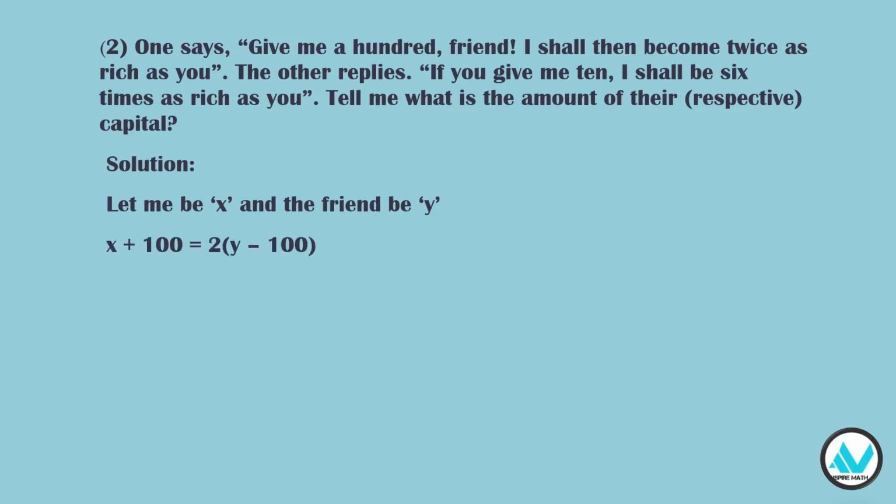Now look at the condition here. So you are gaining 100. So x plus 100 equal to 2 times y minus 100. Now simplify. I get x plus 100 equal to 2 times y minus 200. Now take the minus 100 to that side. I get x minus 2y equal to minus 300, which gives me equation 1.